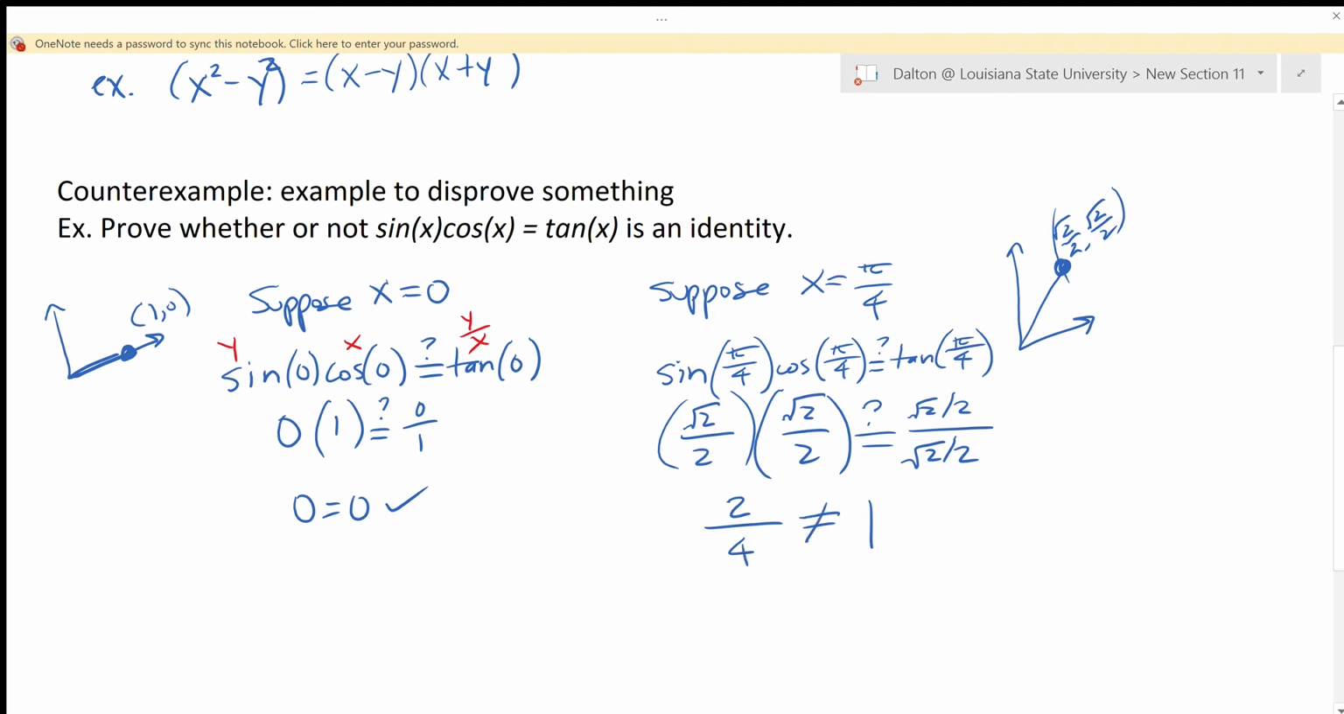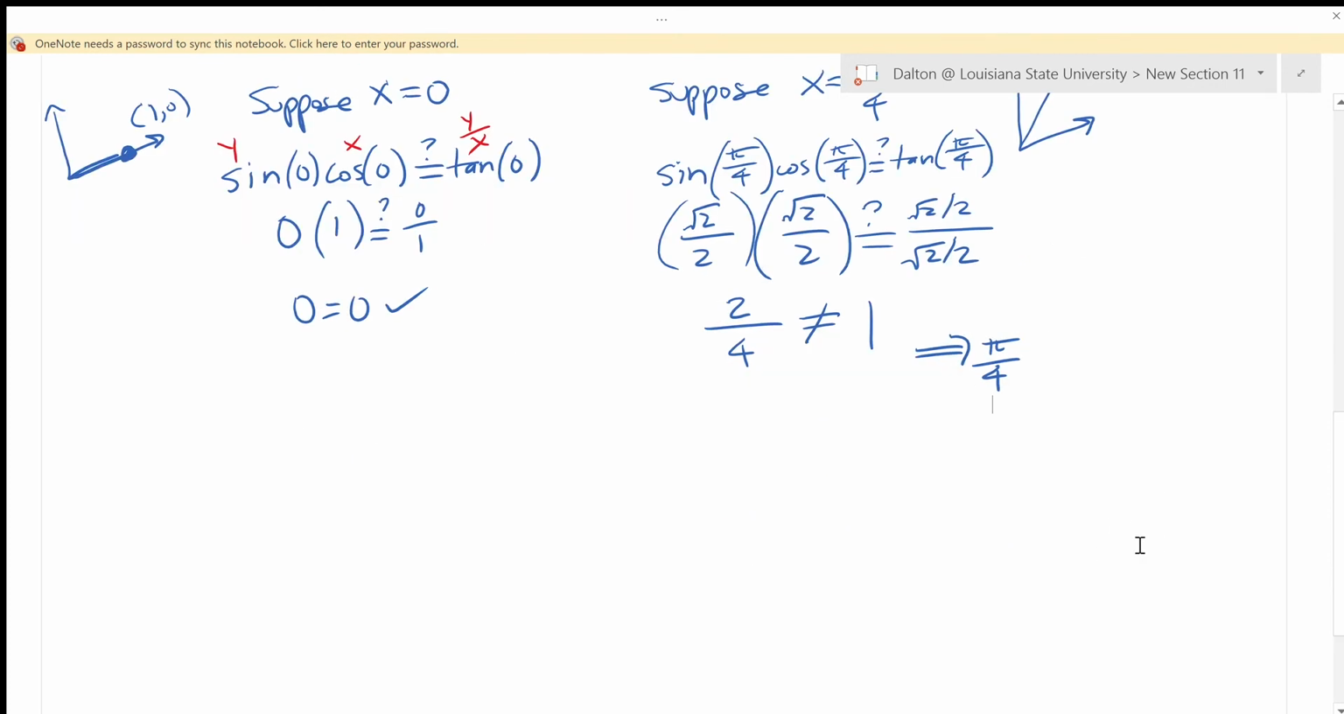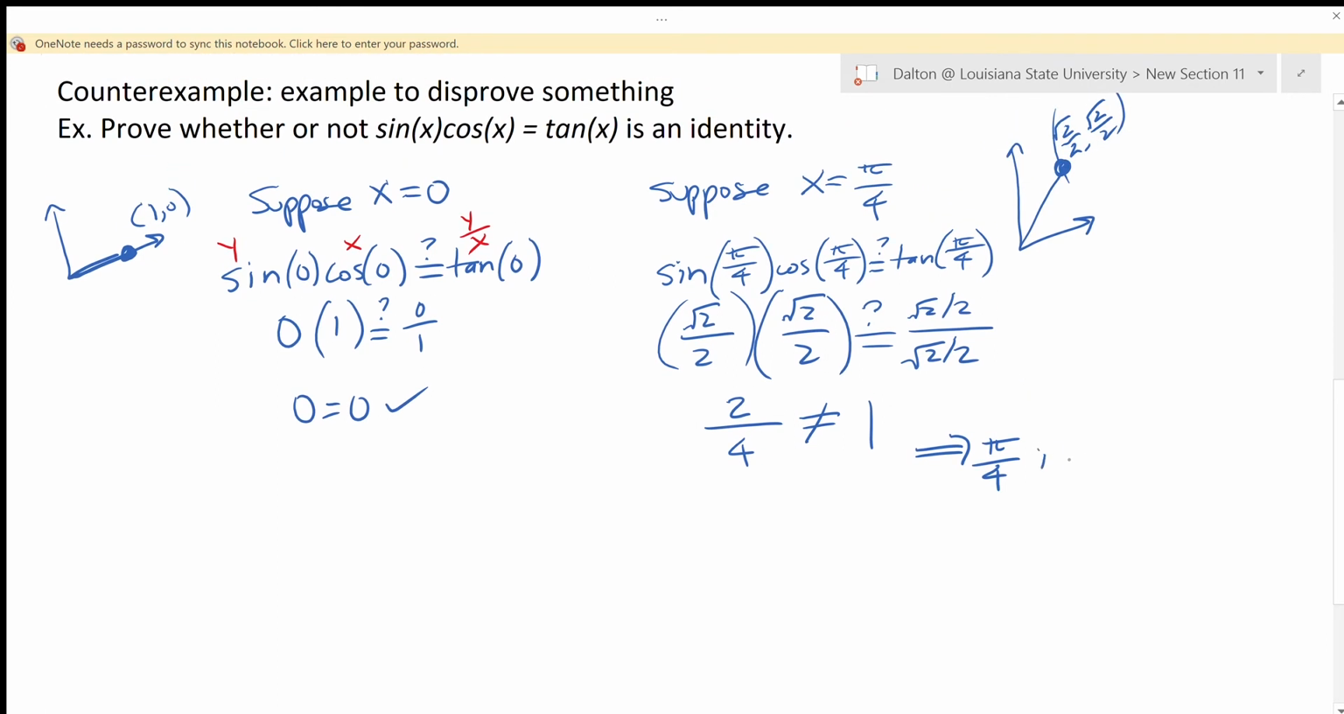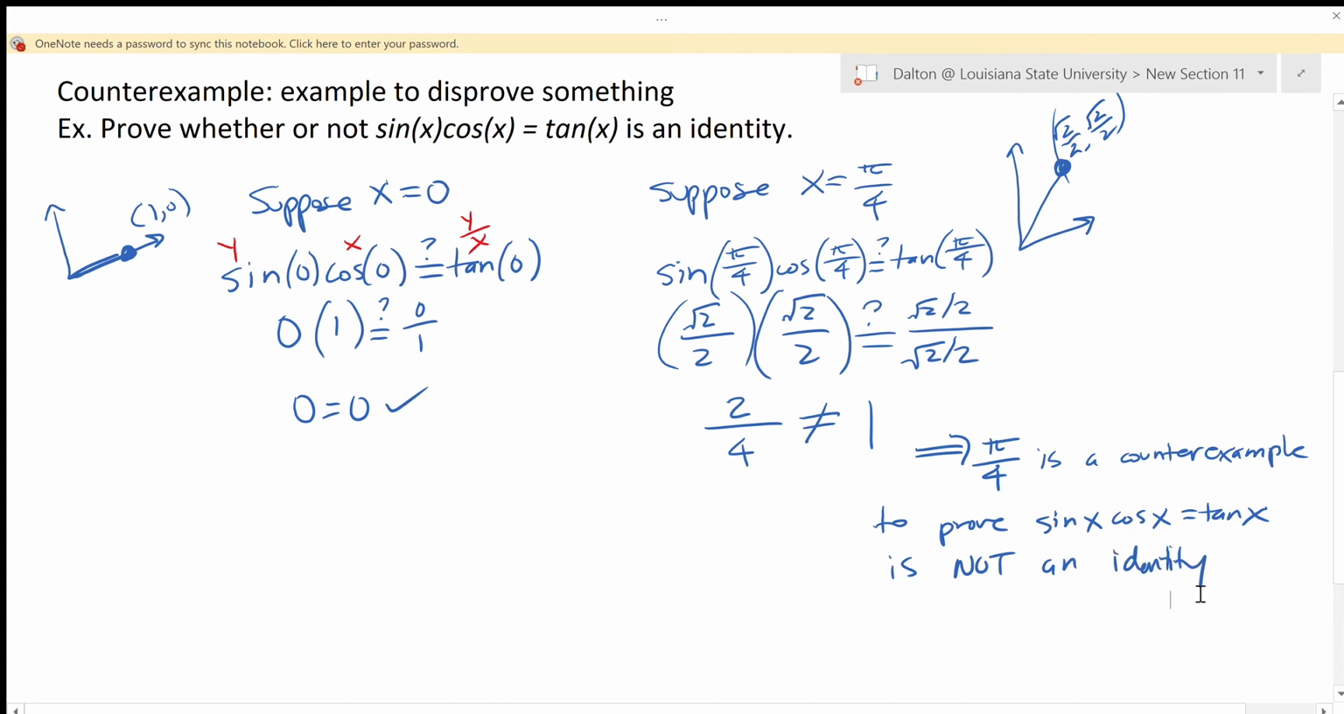2/4 is not equal to 1. Therefore, this implies that you have shown that pi over 4 is a counterexample. Okay, so pi over 4, and the screen's going to get very blinky because I'm about to write a lot, so bear with me. Pi over 4 is a counterexample to prove sine of x times the cosine of x equals tangent of x is not an identity. So all it takes is one example to show that it does not work, and you have proven that it is not an identity.